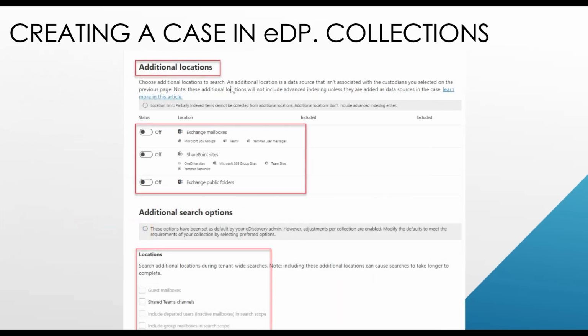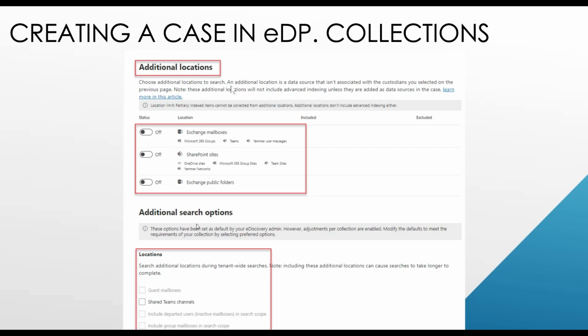So we've got additional locations. As you can see, we've got Exchange mailboxes, and underneath this, we've got Microsoft 365 groups, we've got Teams, and we've got Yammer messages. Under SharePoint, of course, we've got OneDrive, group sites, team sites, and Yammer networks. We also have the ability to pull in Exchange public folders. Now they do have them in modern public folders, which came in with Exchange 2013, but I would imagine, or I would hope, most people are on those now, if not all. Okay. So again, not to labor the point, if there are additional locations, and I mean locations, not users, that are of interest to you for that particular investigation, here is where you can pull them through.